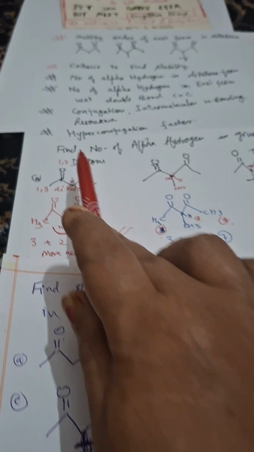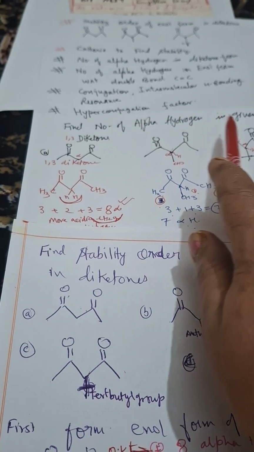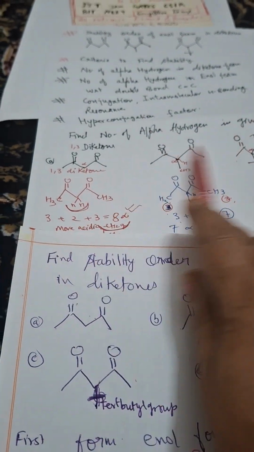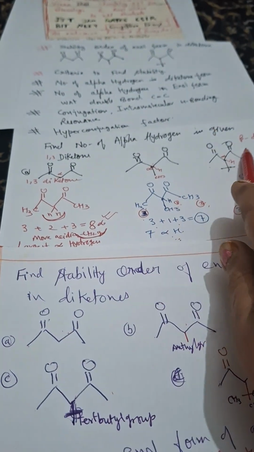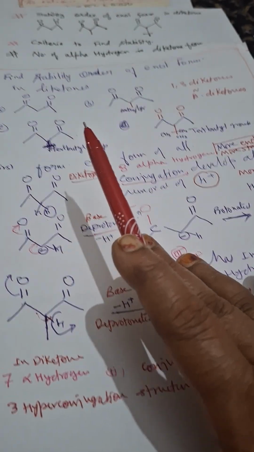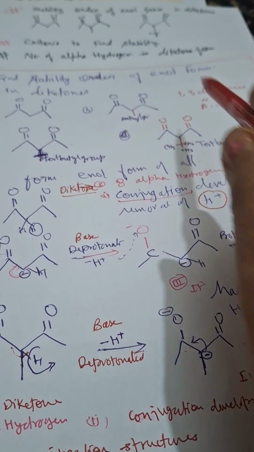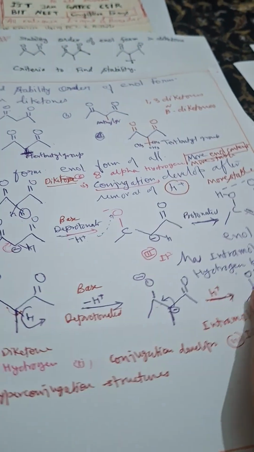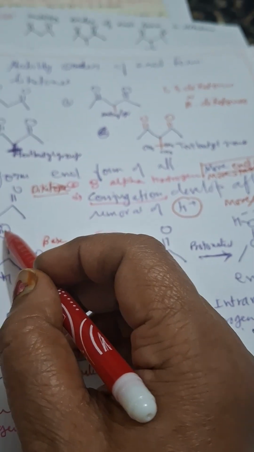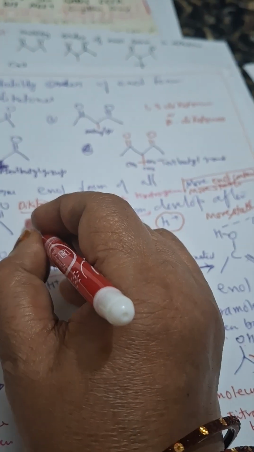So first of all, find the number of alpha hydrogens in the given diketone. Here we have seen that it is 8, here 7, here 7. Now the question arises how we can get the stability of these two, which have the same number of alpha hydrogens. First I will tell you what happens when a base is there.